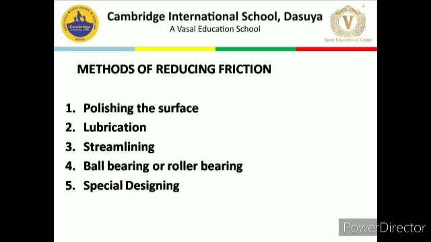Next point is special designing. Nowadays, specially designed helmets are used in some sports to reduce friction and save important time. These helmets reduce friction by allowing air to flow over the head and down the back. This is all the methods of reducing friction.